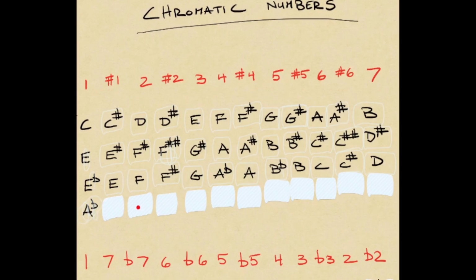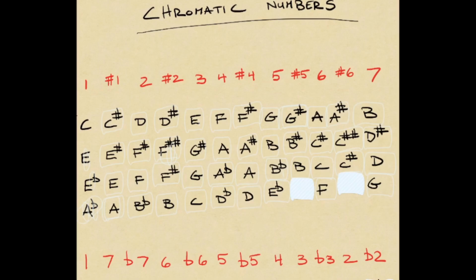Last one, key of A flat. So A flat's 1, B flat 2, C is 3, D flat 4, E flat 5, F, and G. Here we go with the chromatics. Sharp 1 is A, sharp 2 is B, 3 and 4 we don't touch. D flat is 4, sharp 4 is D, sharp 5 E, sharp 6 F sharp.